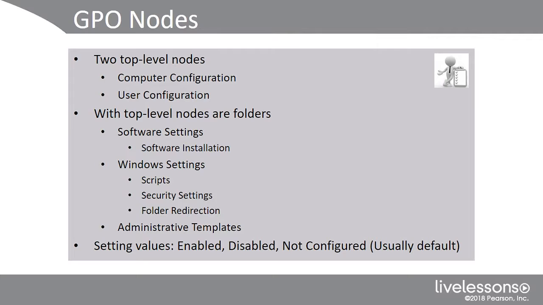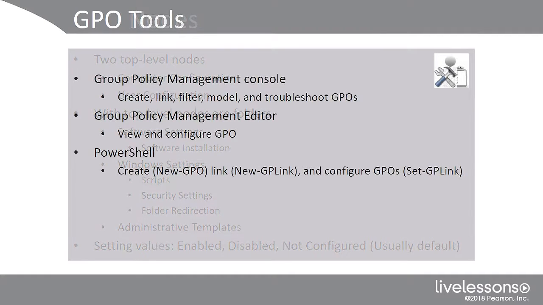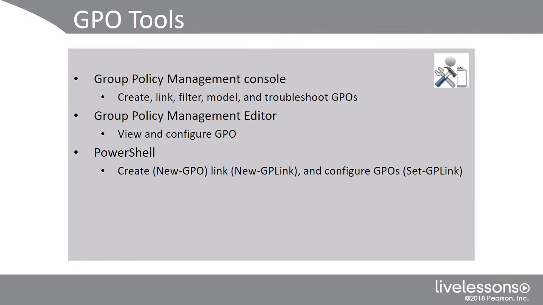Now, how do we manage the GPOs? We've got tools. Our first tool is the GPMC, the Group Policy Management Console. This is where I can go in and create a GPO. I can link a GPO to a container. I can perform filtering. I can create a model so I can use it as a template, and I can troubleshoot GPOs. The Group Policy Management Editor doesn't do quite as much.